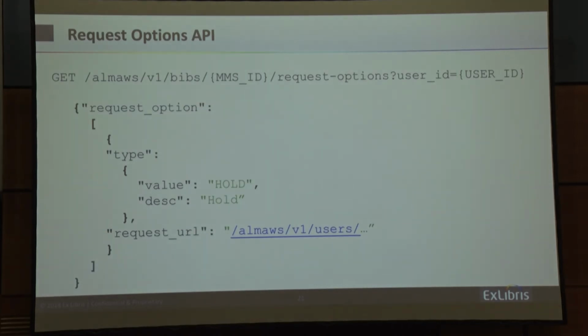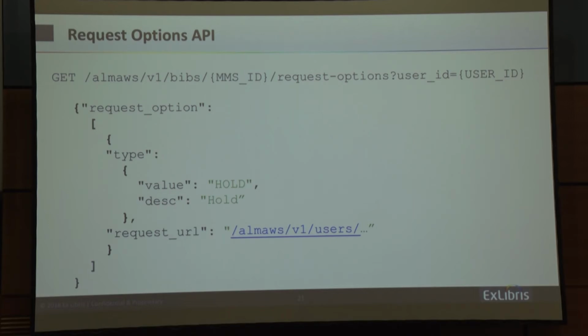The second, this request options API. Okay? So you can say, for a particular bibliographic record or a particular item, if you want to do an item level request, I want to be able to return to you all the request types that are available.